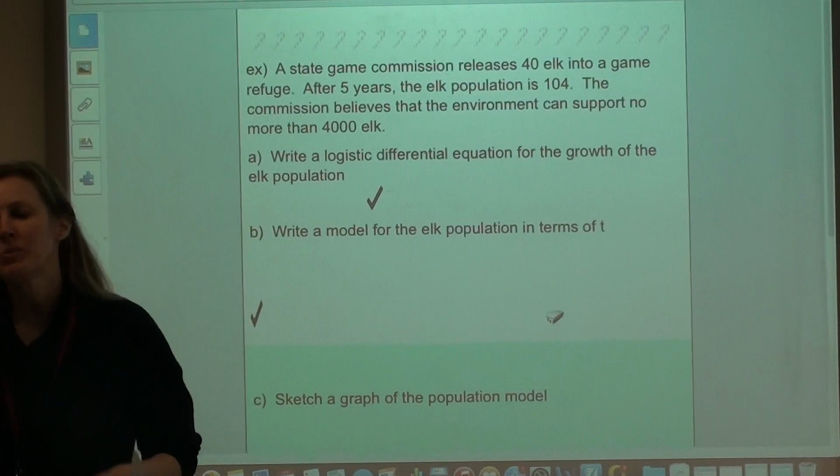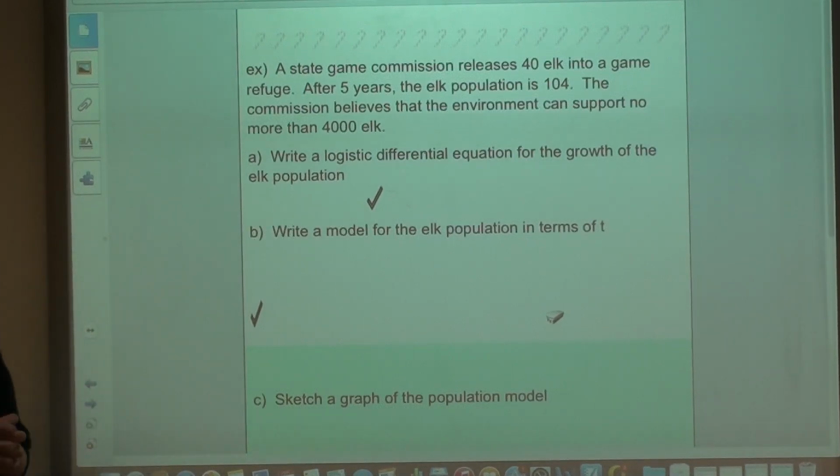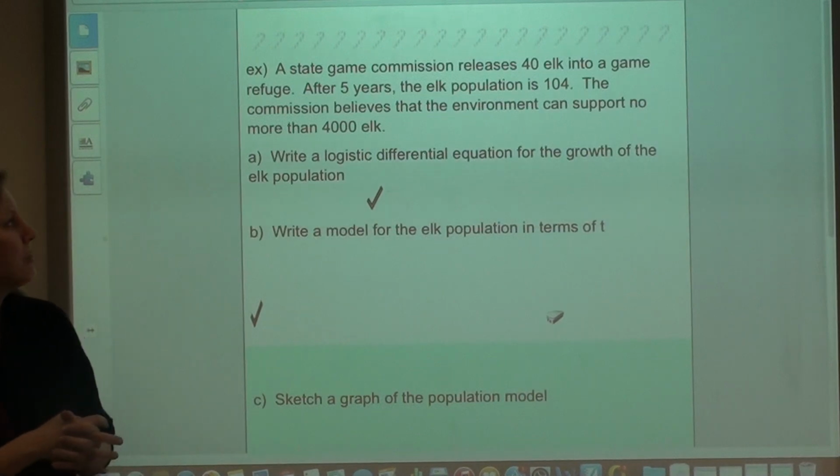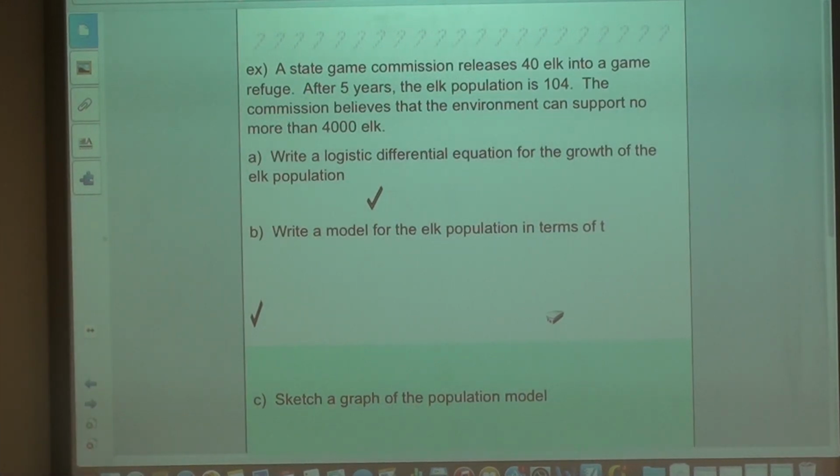So let's walk through a couple of example problems. First, a state game commission releases 40 elk into a game refuge. So that's their initial population. What's the initial population of elk? 40. Good. After 5 years, the elk population is 104. The commission believes that the environment can support no more than 4,000 elk. Write a logistic differential equation for the growth of the elk population.